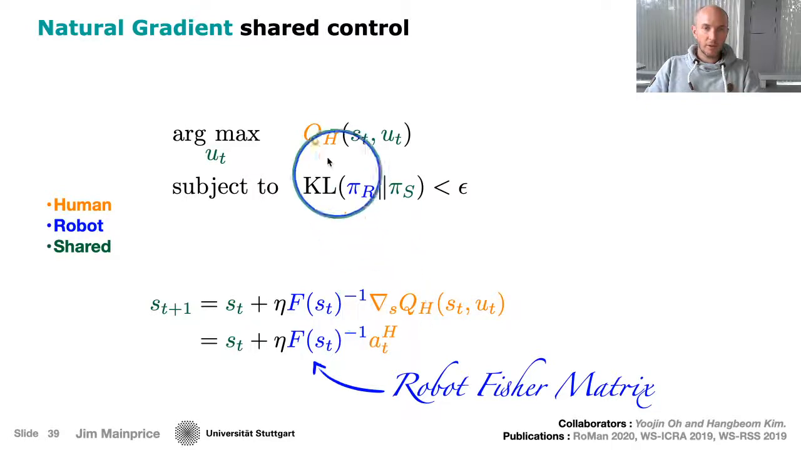The simplification we make is that we don't have access to the human action value function, but rather we have access to samples of it, which are gradients according to the state. So these are like a single action here. By looking at a differential version of the Kullback-Leibler divergence, this produces the robot Fisher matrix that we have here, in order to project the control input from the human onto the optimal robot motion policy space.